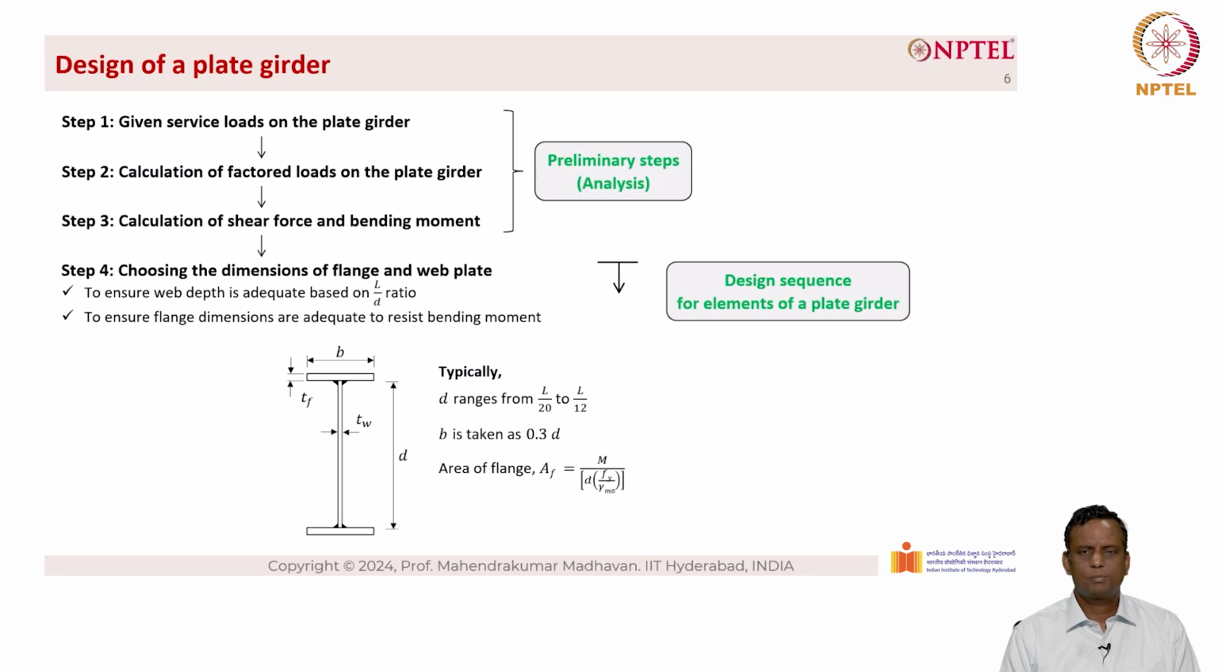Therefore, the force is split into area into stress equal to moment by distance D, and here A sub F is given as M divided by D into Fy divided by gamma m naught, because gamma m naught is added whenever Fy is taken into consideration. The yield stress always is accompanied by gamma m naught, which is the partial material safety factor.